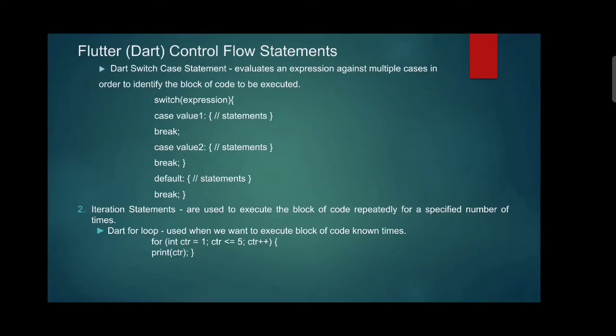Two, we have here iteration statements. They are used to execute a block of code repeatedly for a specified number of times. Iteration statements are commonly known as looping statements. In Dart, the basic for loop is similar to that in C, C++, and Java. The for loop takes a variable as an iterator, assigns it an initial value, and iterates through the loop body as long as the condition is true.